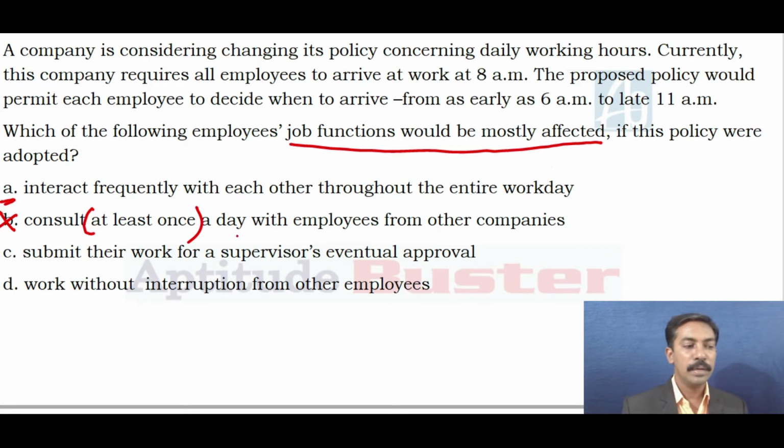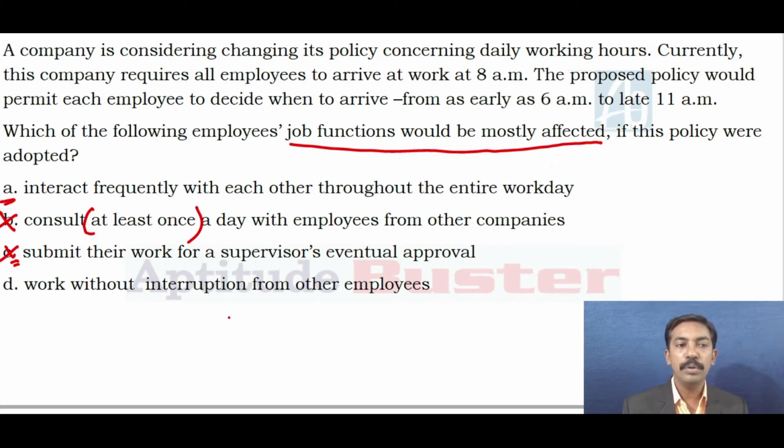Look at option C. Submit their work for a supervisor's eventual approval. Irrespective of the reporting time, option C says they should submit their work for their supervisor's approval, which means whenever they complete their work, they need to submit it. So for this, the reporting time is not going to affect them because there isn't any time specified for submission to the supervisor. Hence, C can be eliminated as well.